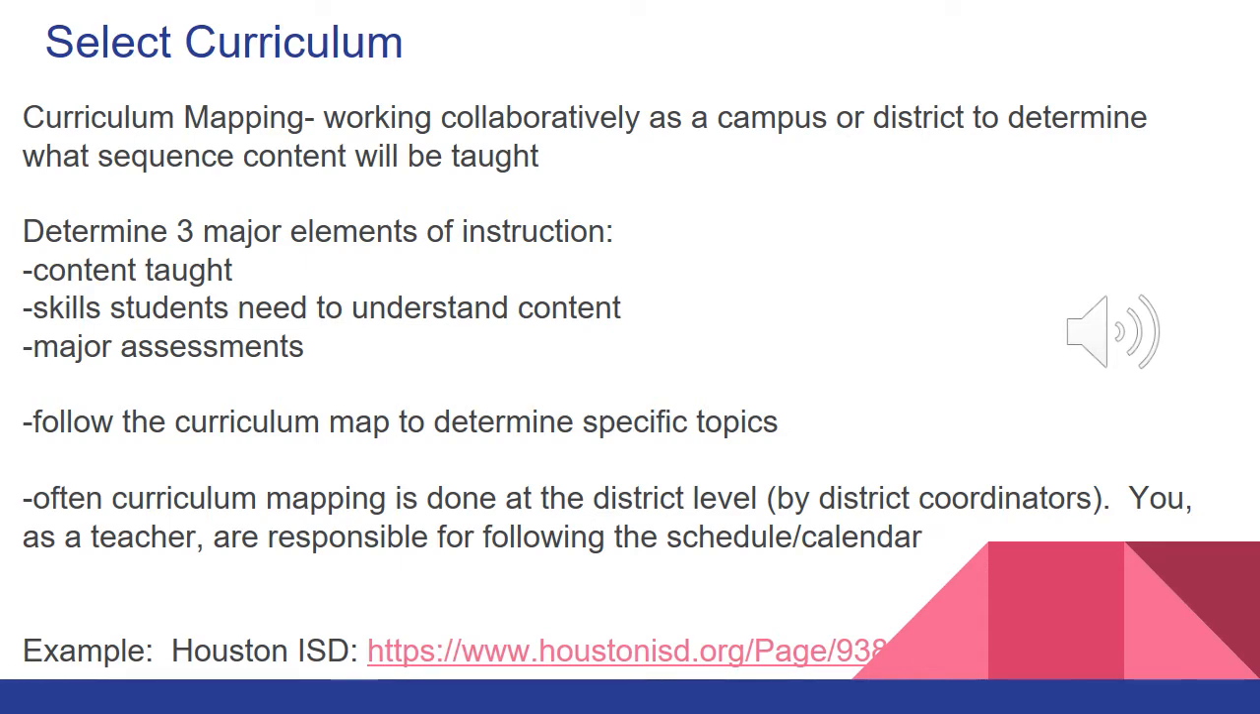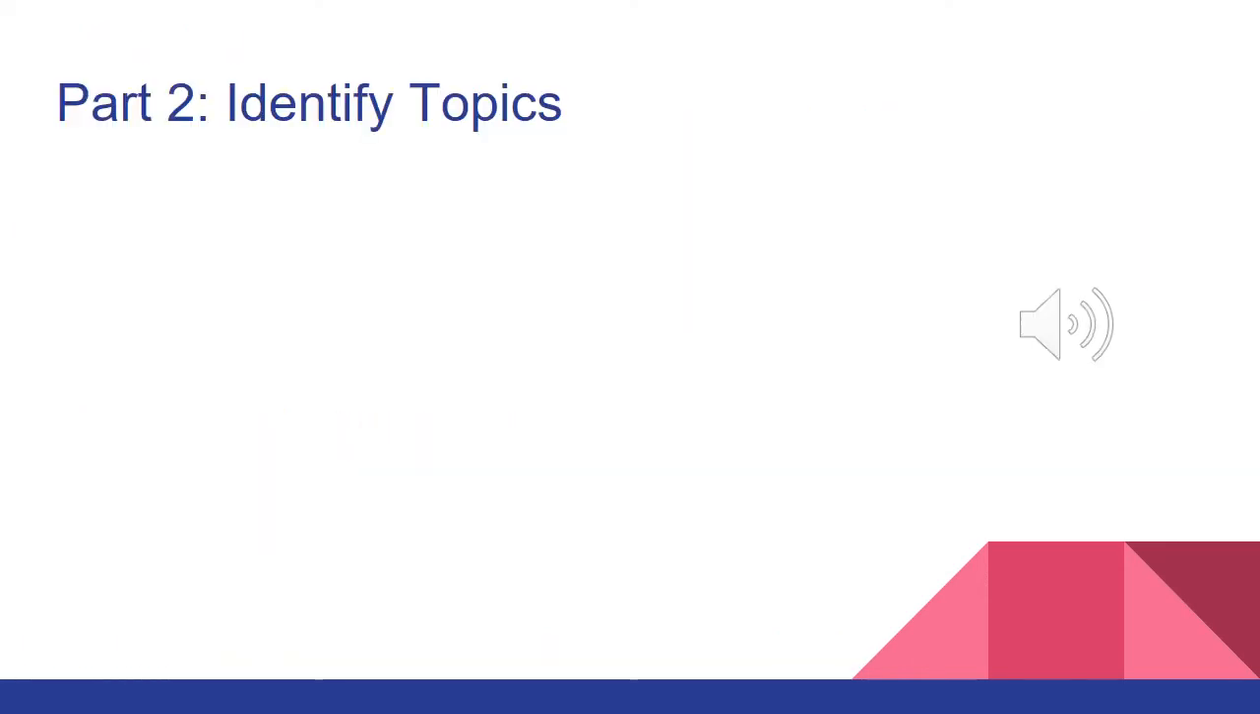Fortunately, most districts provide curriculum maps or scope and sequences, which provide specific information and guidelines on the order in which content should be taught for each grade level. I provided an example of one from Houston ISD below. Now we're going to discuss the second part of Moore's model of teaching, identifying specific topics.